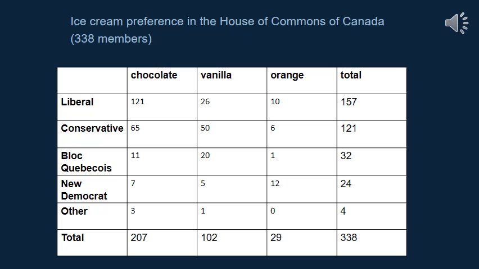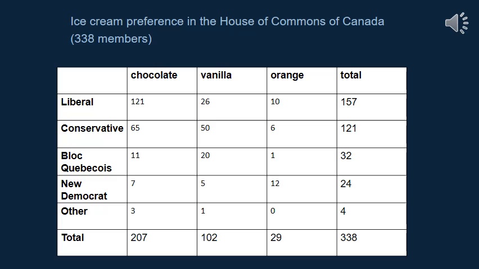If I skip to New Democrat now, these numbers are not what I'm expecting to see. Only 7 like chocolate ice cream, 5 like vanilla ice cream, and 12 like orange ice cream. I'm not supposed to see a higher number in the orange column than in the chocolate and vanilla columns, because fewer people like orange ice cream in my population of MPs.